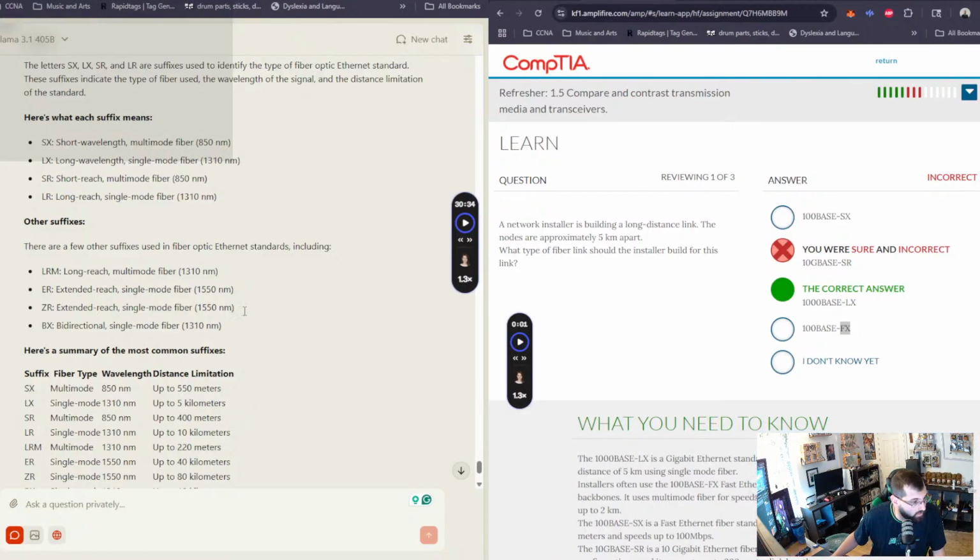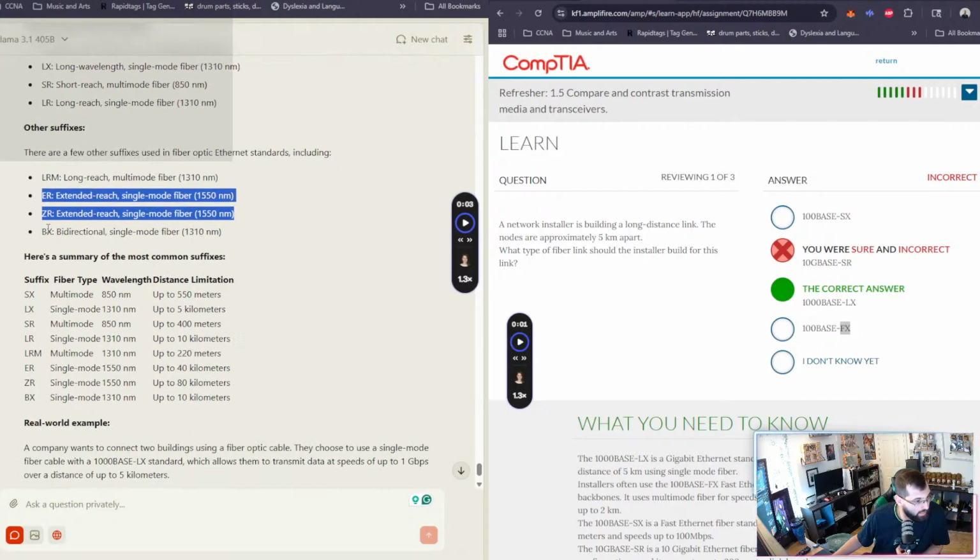Whoa. What's the difference between these two modes? That doesn't make it... Like, it's not me, right? Like, this is straight up just a bunch of gibberish. BX, bidirectional single mode. Okay.